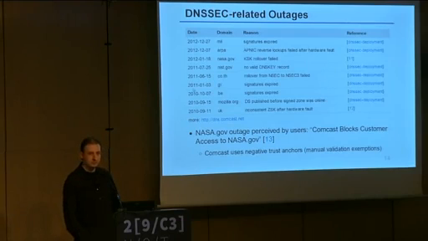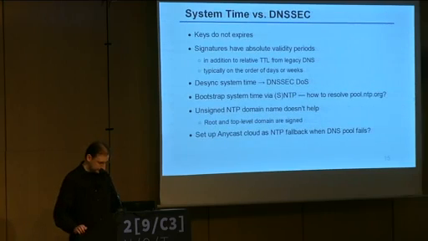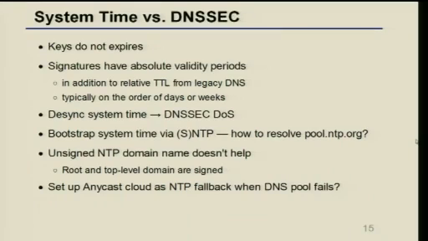Okay, and if you want to read more about DNSSEC failures, here is also a link, so there's plenty to read. Okay, now let's take a look at system time versus DNSSEC. The keys in DNSSEC do not expire. But the signatures, they expire. They have absolute validity periods. This is new. In legacy DNS, there were only those relative TTL values for caching.